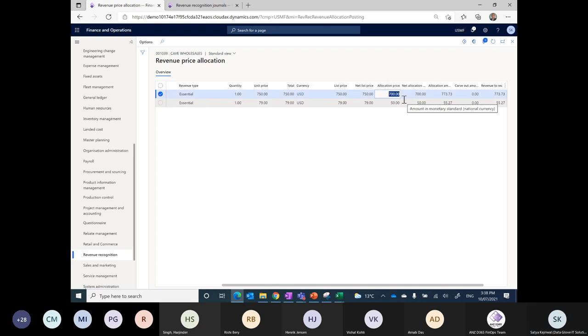Now, this price is allocated in this ratio to this amount now, 773 and 55. So 55 I am amortizing in 1 year. Instead of amortizing the 79, I'm amortizing 55, right? So that's the magic of fair market value. That's called allocation as per the revenue price, allocation price, okay?